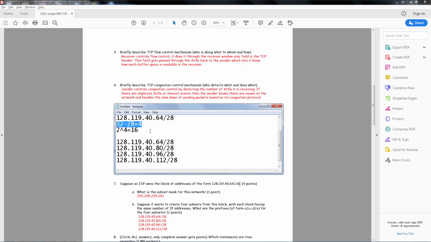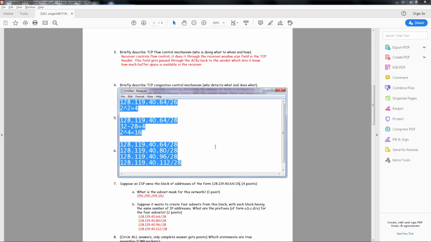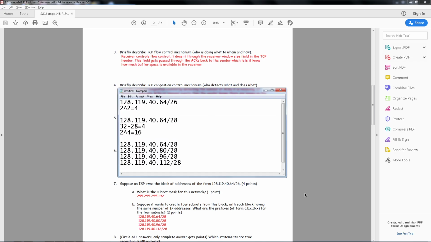And so 2 to the 4, and then I get 16 hosts total for each subnet, and you just tack it on, just keep adding them over, and that's what you get. So again, this question is actually fairly straightforward if you know what subnetting is and how to do it. But for some people it might be a bit confusing.